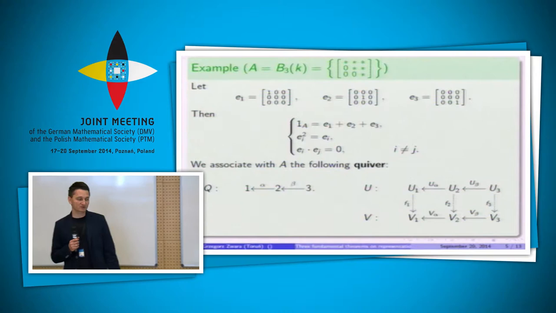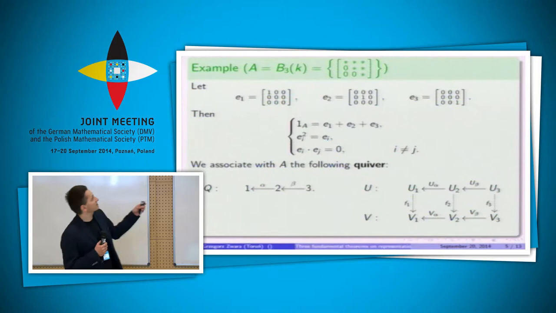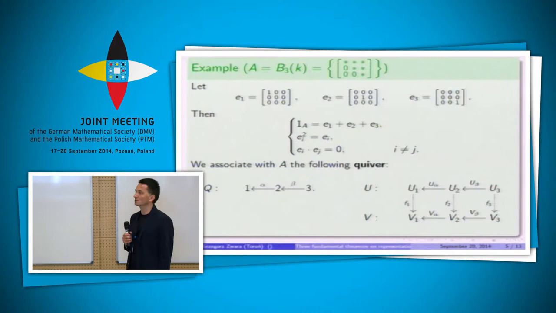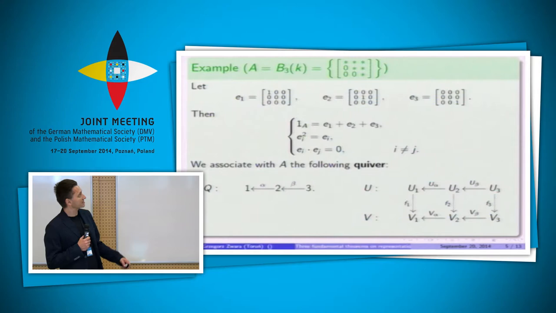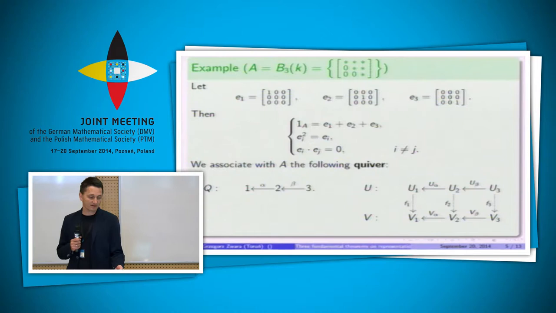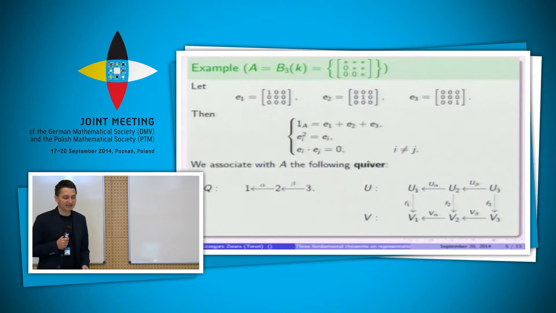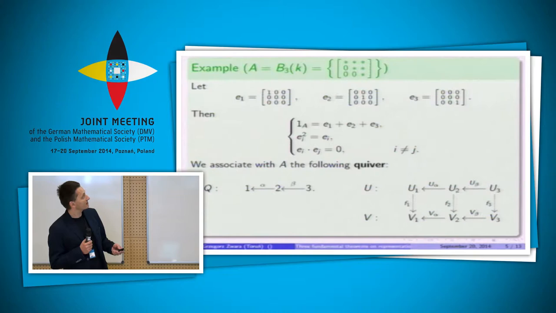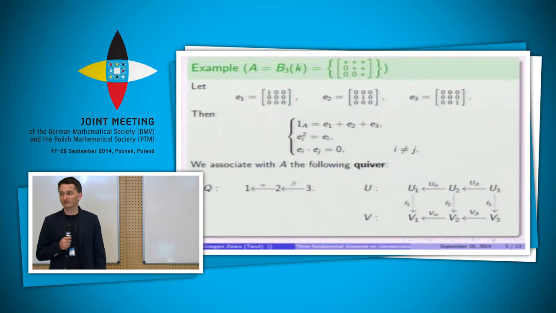What is a homomorphism between two representations? Here I wrote a representation U, which consists of vector spaces U1, U2, U3, and two linear maps U_alpha and U_beta, and a similar representation V. A homomorphism is just a collection of linear maps between the vector spaces, like this F1, F2, and F3, such that for each arrow we have commutativity. So, for example, for alpha, this means that the composition of U_alpha and F1 is the same as the composition of F2 and V_alpha. And the same for beta in our example.